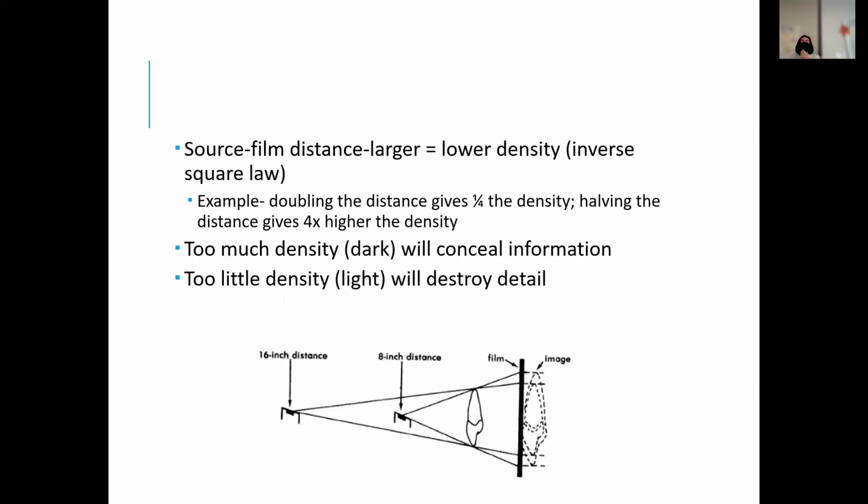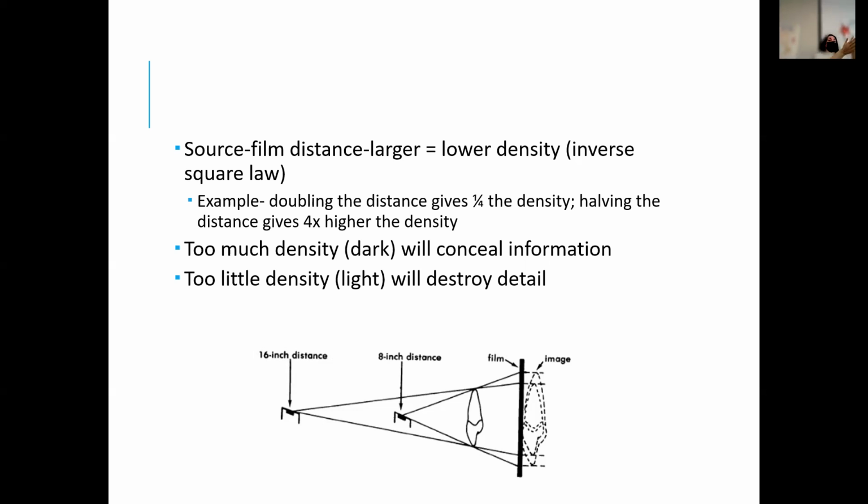The other thing that we think about that affects density is the source, being the tungsten target. That's your source, because that's where the x-rays are being produced. So the tungsten target inside the vacuum tube, and the distance between that and your film. The longer the distance, the lower the density, because of that inverse square.